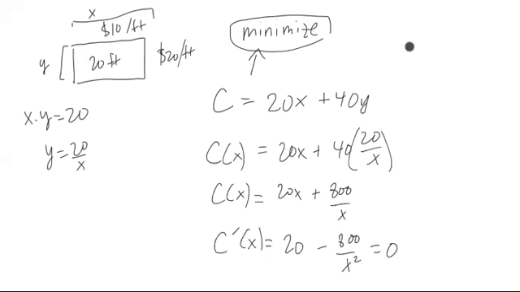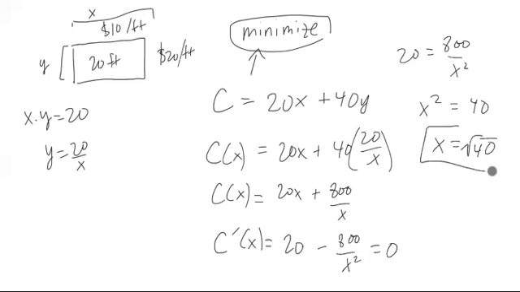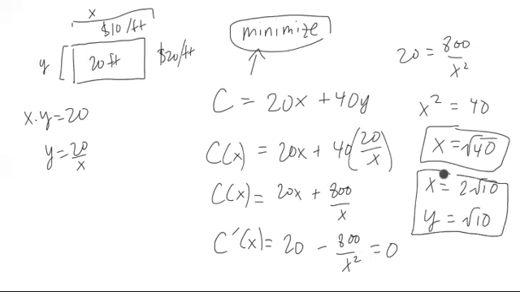Notice that's a lot like saying 20 is equal to 800 over x squared, which is the same thing as saying x squared is equal to 40, which is like saying x is equal to the square root of 40. If x is equal to the square root of 40, which we can rewrite as 2 root 10, then since x times y is equal to 20, the only way to get 20 is to multiply by the square root of 10. So y must be the square root of 10. So we have our dimensions, and we hope that this will minimize the cost.